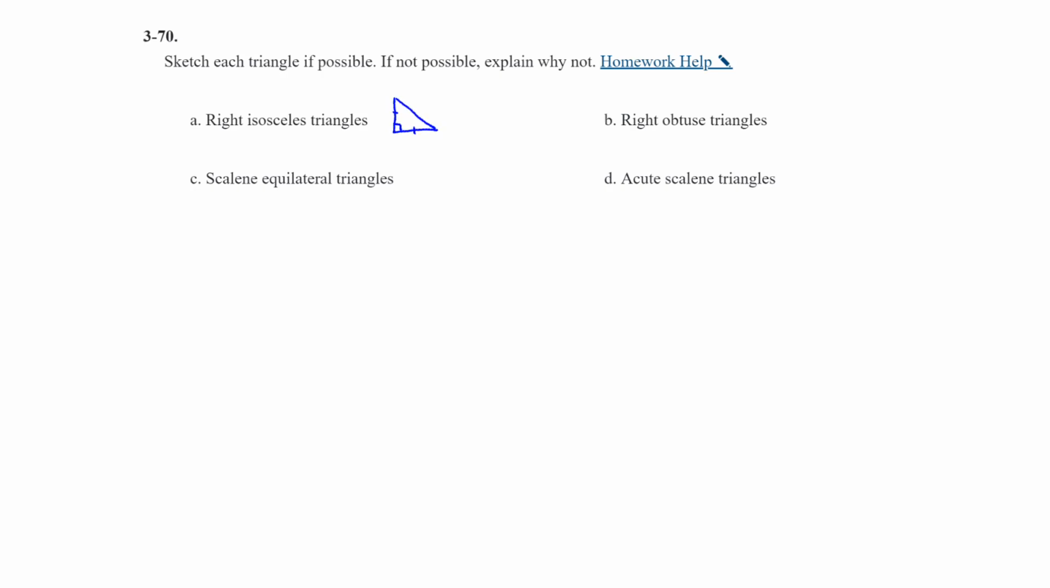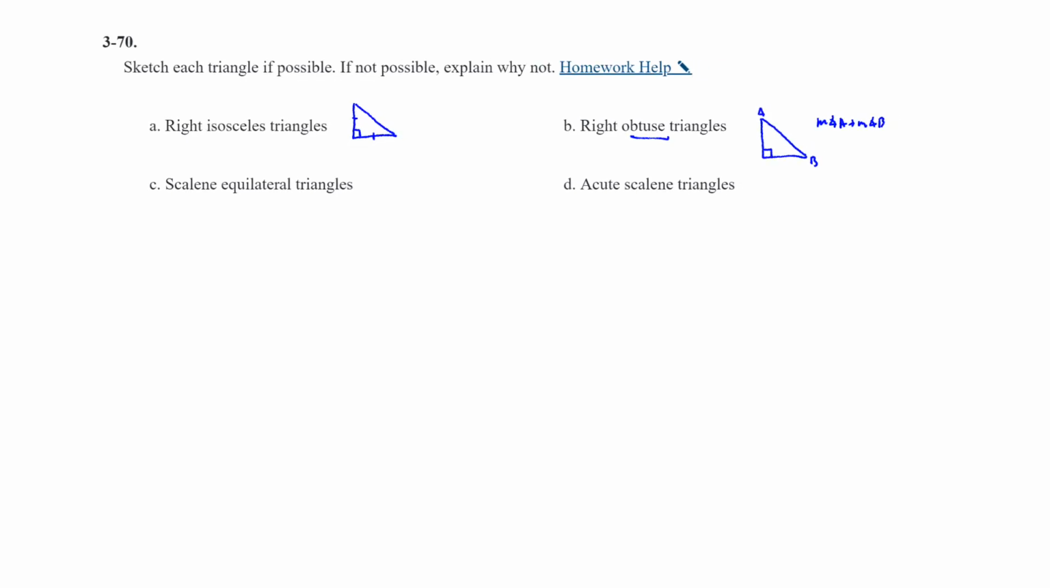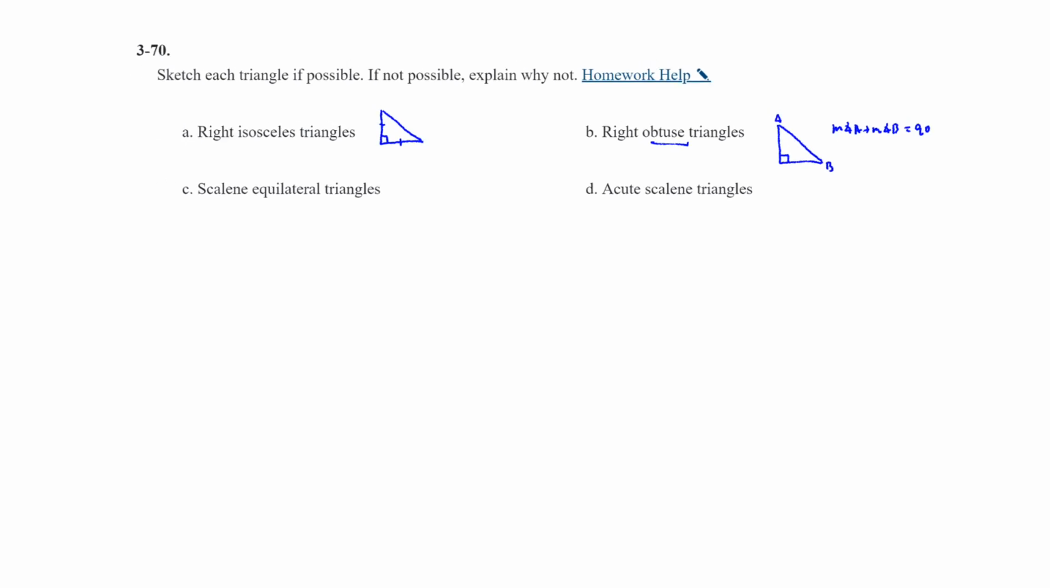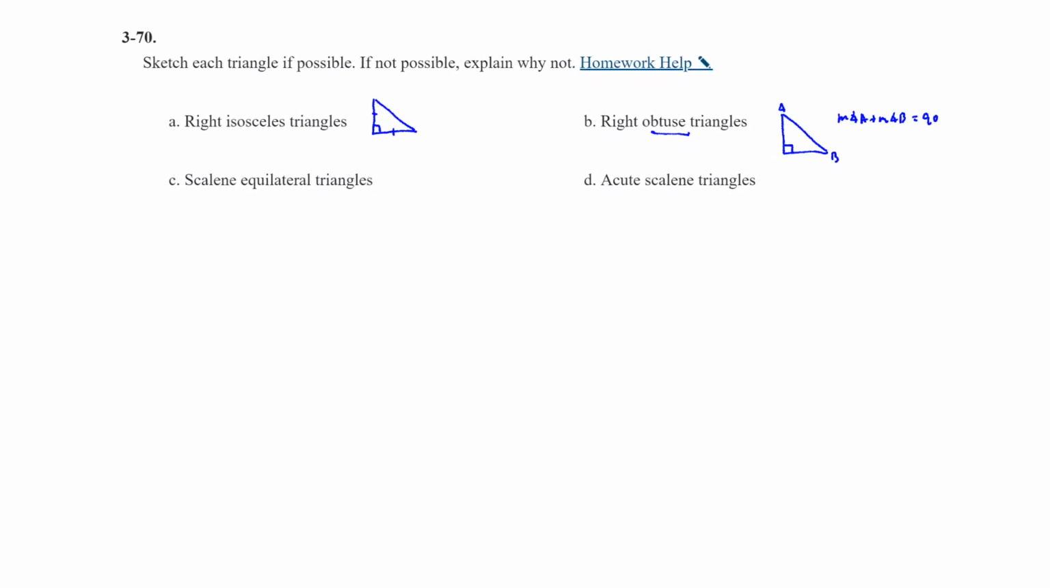B. A right obtuse triangle. So if you have a right angle, that's 90. Then the only thing you have left is 90 more degrees, and you can't connect those 2 points with one of those being obtuse. So the measure of angle A plus the measure of angle B is equal to 90. So there's no way that either one of those could be an obtuse angle. So therefore this one is not possible. And the important thing is to be able to explain why it's not possible, not just that it's not possible.